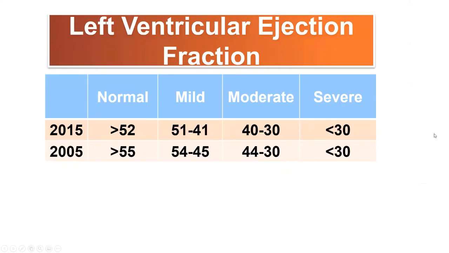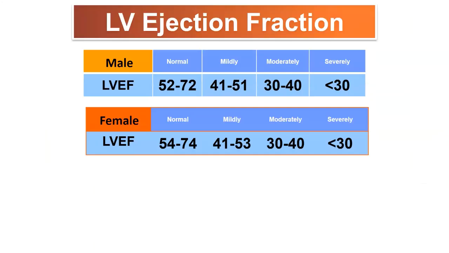We have parameters for what a normal ejection fraction is, and for men, it's a little bit lower. The lower end of normal is a little bit lower than for women. So anything above 52% gets you into the normal range for men, and anything at or above 54% gets you into the normal range for women.